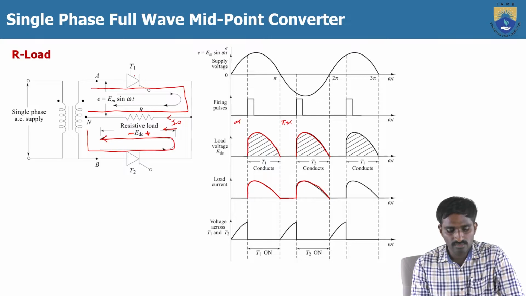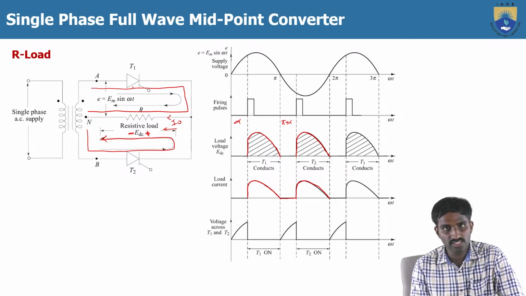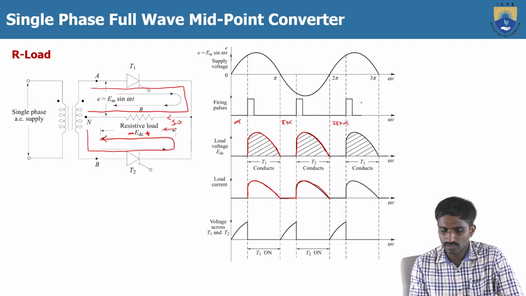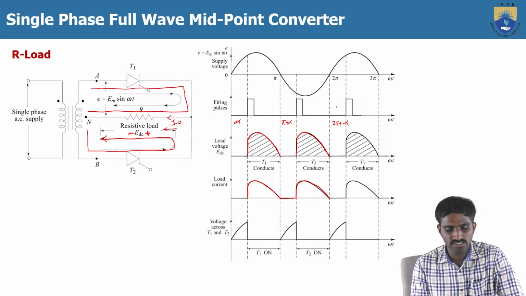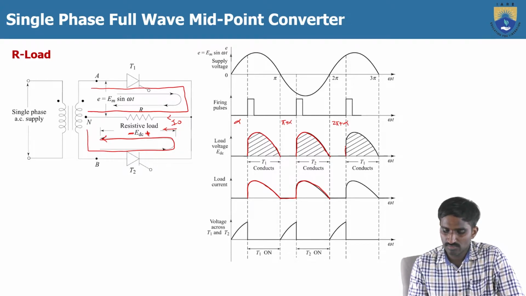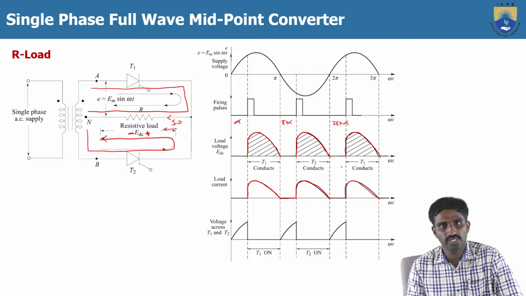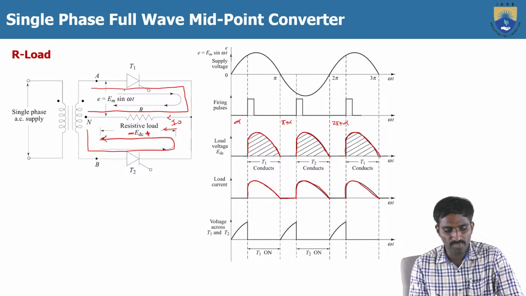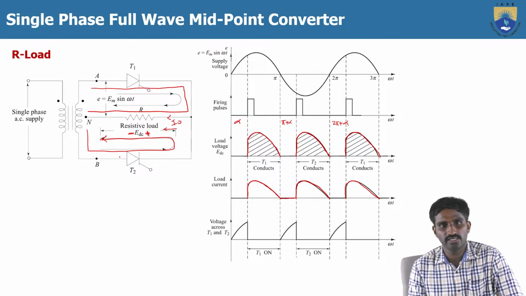But at 2 pi the thyristor T1 still will not turn on, because we didn't give the gate signal to the thyristor T1. But after 2 pi plus alpha, we are giving the gate signal to the thyristor T1, so the thyristor T1 will turn on again. Then you will get the positive load voltage as well as the positive load current. This is how we get the output voltage and output current waveforms by operating the thyristors T1 and T2.